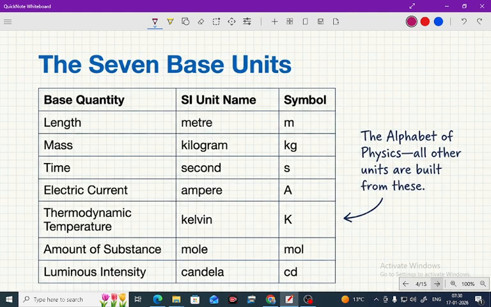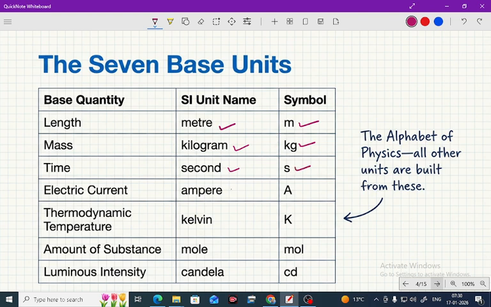You will find the 7 base units. The SI system has 7 base units: length, mass, time, electric current, thermodynamic temperature, amount of substance, and luminous intensity. Length is measured in meter, symbol m. Mass is measured in kilogram, symbol kg. Time is measured in second, symbol s.